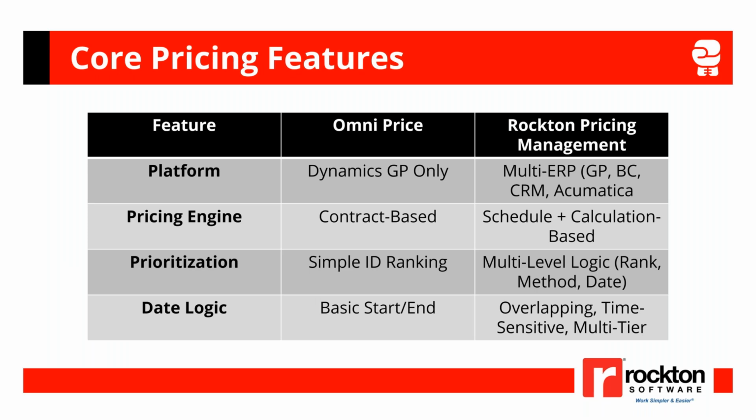From a core pricing feature standout, here is what we have on Omni Price's side and Rockton Pricing Management. So on the GP side of things, Omni Price is built directly inside of GP, so it's limited to only GP, whereas RPM is platform agnostic, so it can work for any ERP or accounting system. We already have connectors built for GP, Business Central, CRM, Acumatica. We're working on getting some built for Sage and F&O, and many other ERPs can just connect to our system. It's very easy to talk to. We have an open source API.